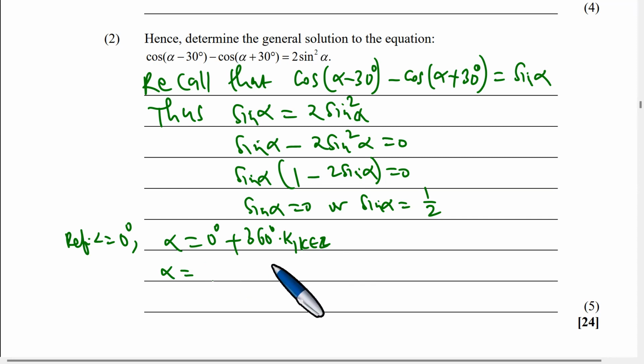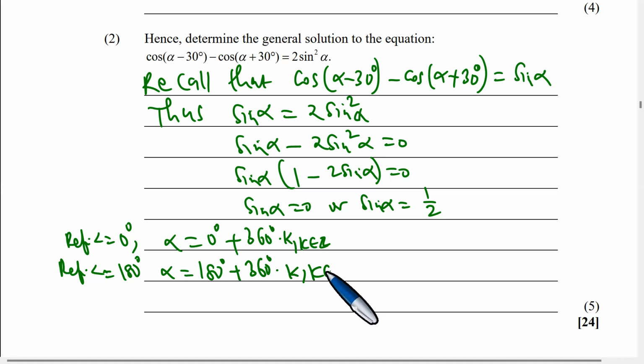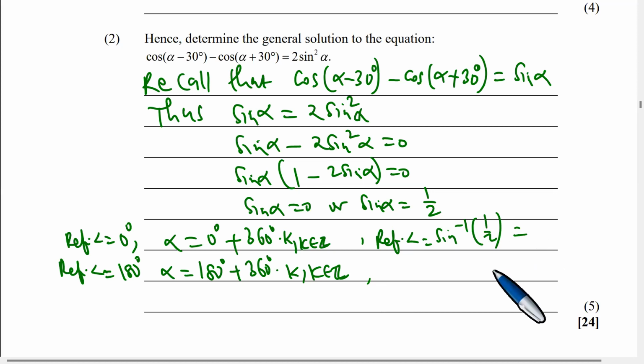Simultaneously, you can have the following. The reference angle is exactly 0 degrees, but we also understand that the angle associated with the reference angle is 180 degrees, where the sine is 0. So this is also 180 degrees plus 360 degrees times k, because the period of the sine function is 360 degrees. But we also look for the reference angle here. The reference angle becomes arc sine of 1/2. What is arc sine of 1/2? It is actually 30 degrees. So alpha is 30 degrees plus the period of the sine function, which is always 360, 360 times k, where k is an element of z.